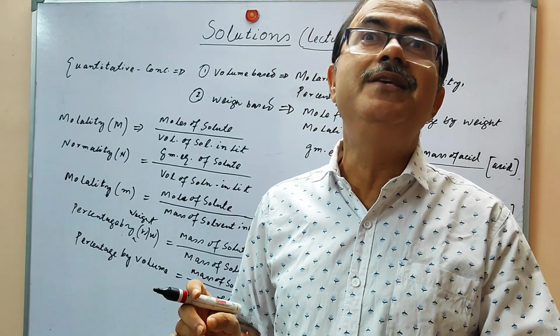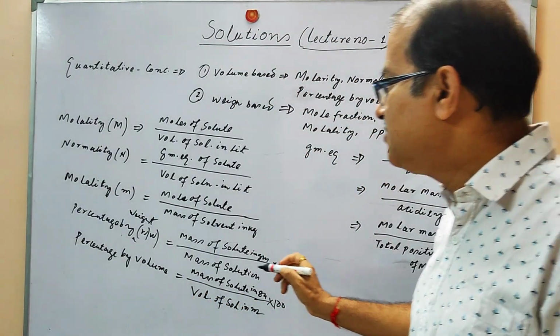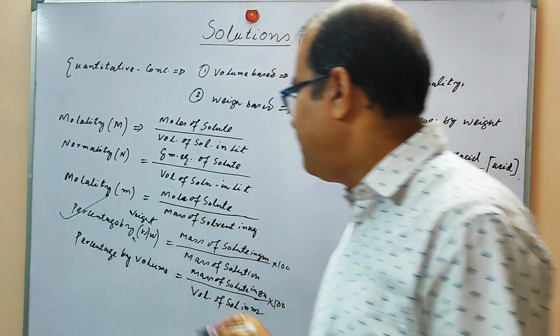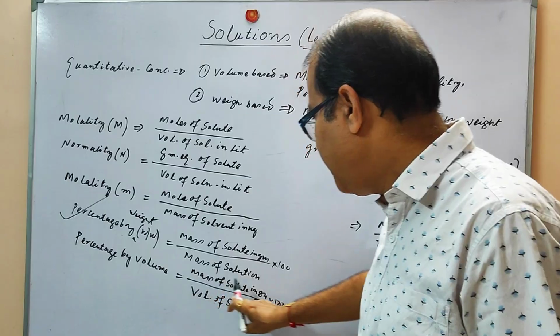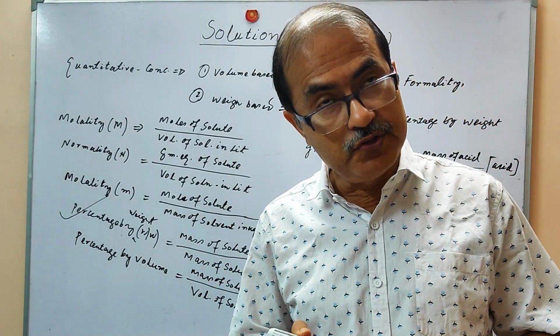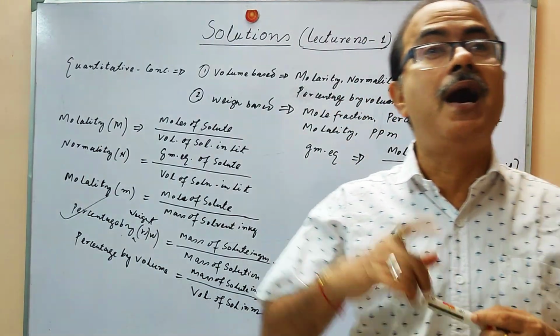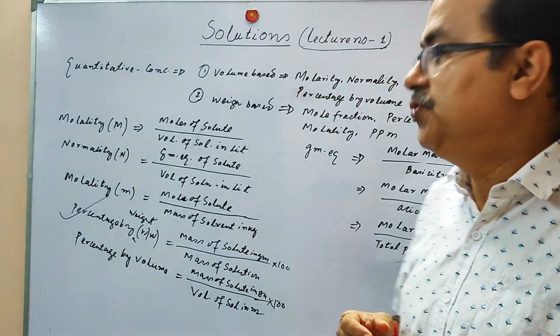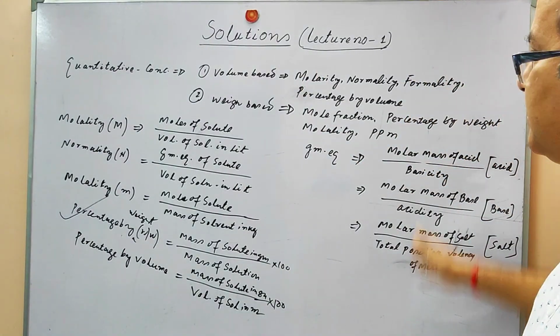But if the liquid is dissolved in a solid, the percentage by mass will be the same, but the percentage by volume will be different. Here the term mass of the solute will be replaced by the volume of the solute: the volume of the solute in milliliter present in 100 milliliter of the solution. So these are all very important terms that we discussed.